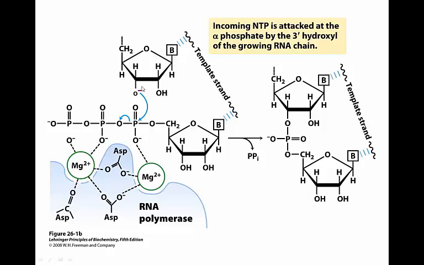And now, upon this nucleophilic attack, we've made a phosphodiester bond. This is a 3' to 5' phosphodiester bond. Here's our next 3' OH that we'll add the next nucleotide to. So the incoming nucleotide is attacked at the alpha phosphate by the 3' hydroxyl of the growing RNA chain.